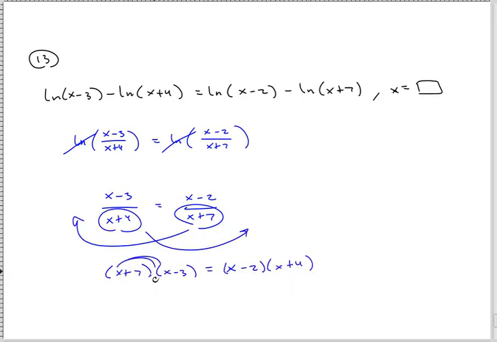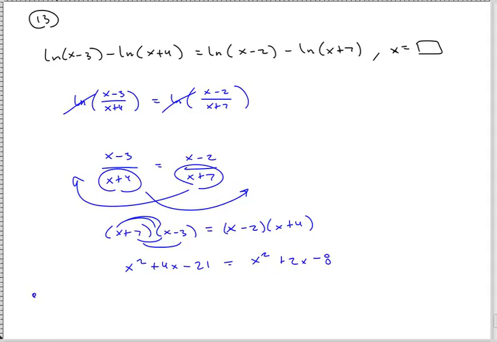When you start to FOIL these out, here I'm going to get a positive 4x minus a 21. Over here it's x squared plus a 2x minus an 8. You know what's funny about this problem? This is actually pretty cool. Minus x squared on both sides, and they cancel. This is a good thing. This makes this problem a lot easier than it seems. So I'm going to minus the 2x on both sides. I'm going to add the 21 to both sides.